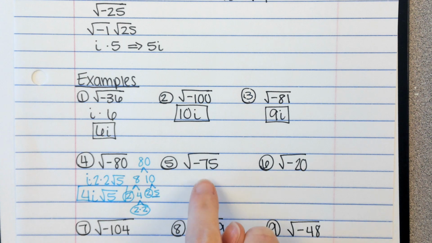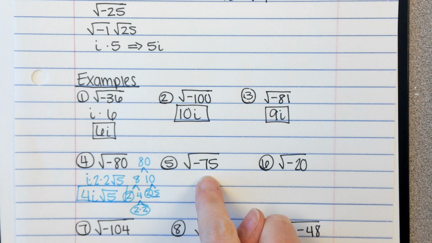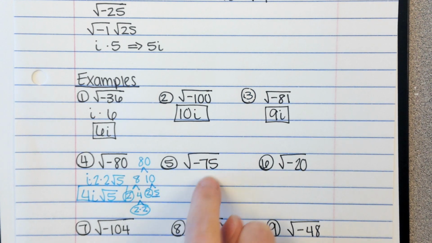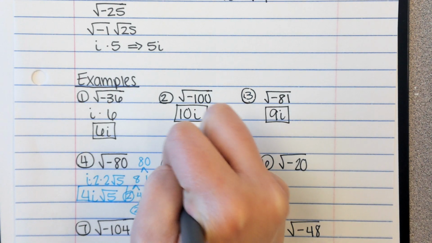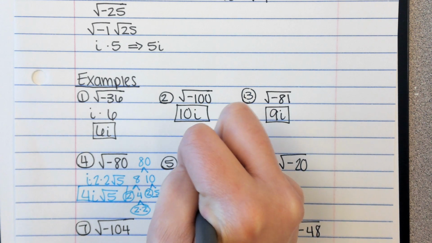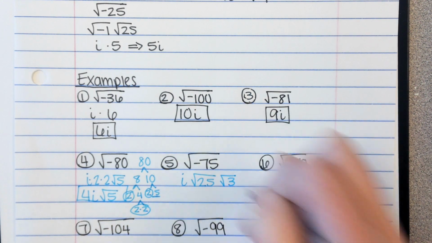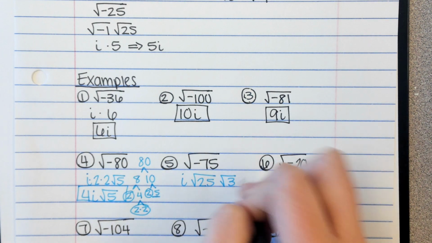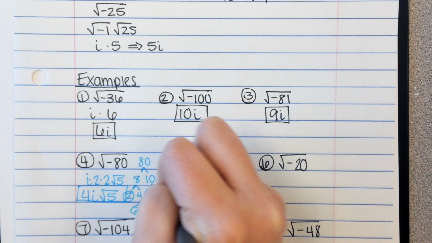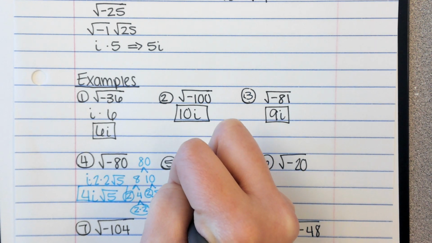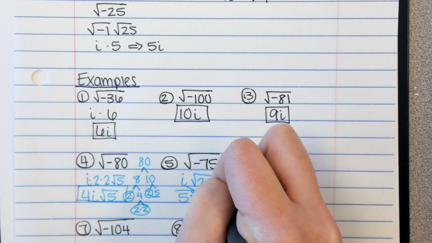Okay? Number 5, I have the square root of -75. Now, I know that a perfect square goes into 75. I know that it's 25. So I'm going to go ahead and bring out the i, and I'm going to change this to the square root of 25 times the square root of 3. I know the square root of 25 is 5. I'm going to put my i behind it, and I have the square root of 3.